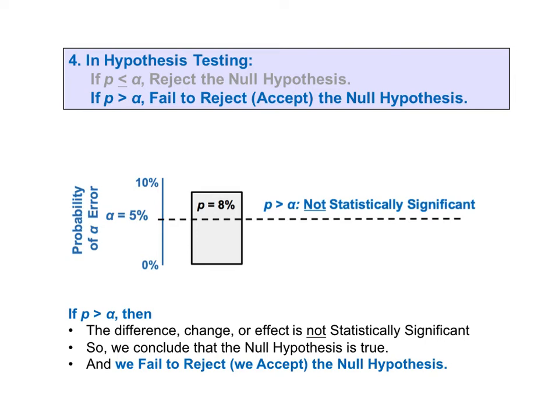Conversely, if p is greater than alpha, then the probability of an alpha error is greater than the level of significance. The probability of an alpha error is too much for us to tolerate. So we conclude that any difference, change, or effect observed in the sample data is not statistically significant. This affirms the null hypothesis, which states that there is no statistically significant difference, change, or effect. So we fail to reject, some say we accept, the null hypothesis.